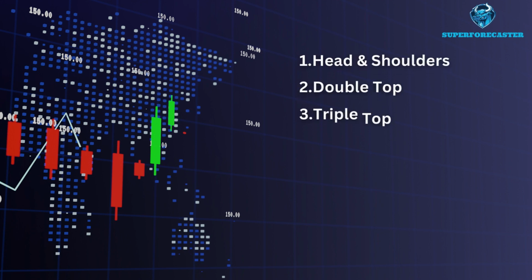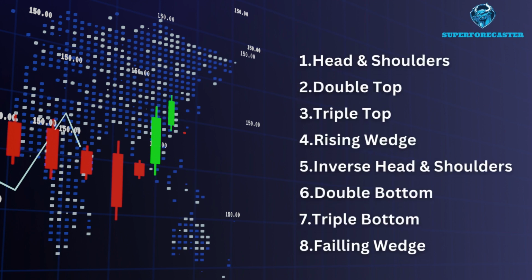There are a ton of patterns that traders use, but we will cover the top 8 that occur most. Head and shoulders, double top, triple top, rising wedge, inverse head and shoulders, double bottom, triple bottom, falling wedge.